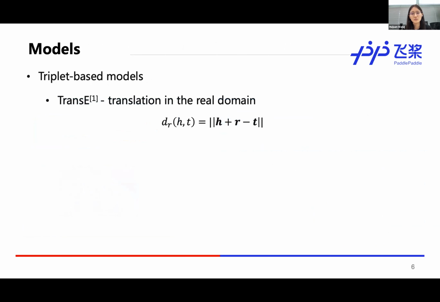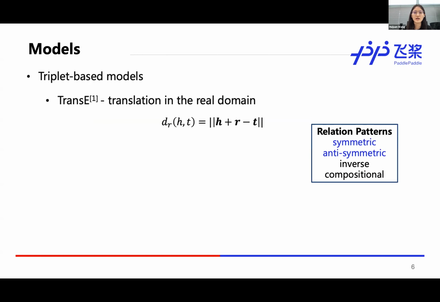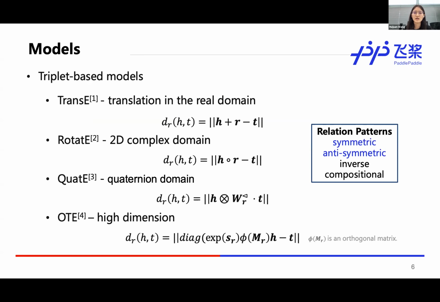For the model part, we first consider simple and effective translational methods. The basic version is TransE, which assumes that relations are translation operations between entities. But this assumption cannot model symmetric and anti-symmetric relations. Translational models in higher domains are proposed, such as RotatE, QuatE, and OTE. But in our practice, we find that OTE cannot converge on this dataset.